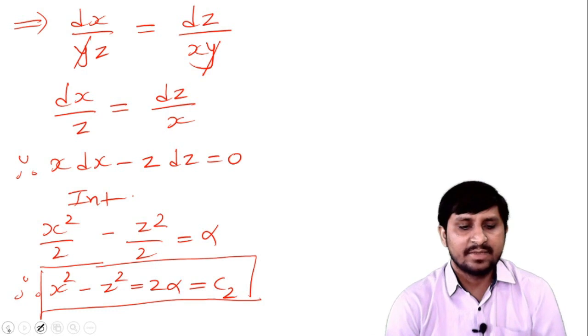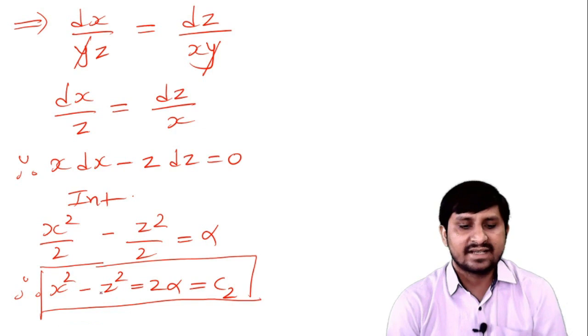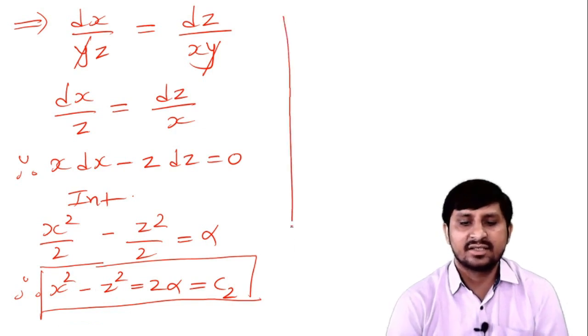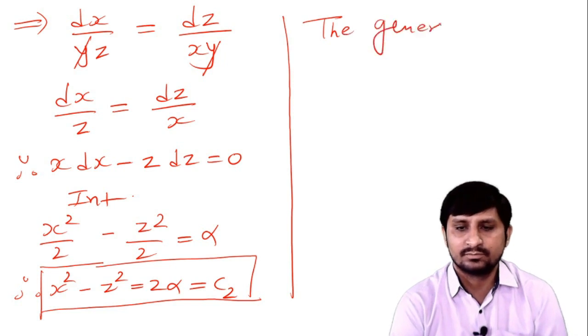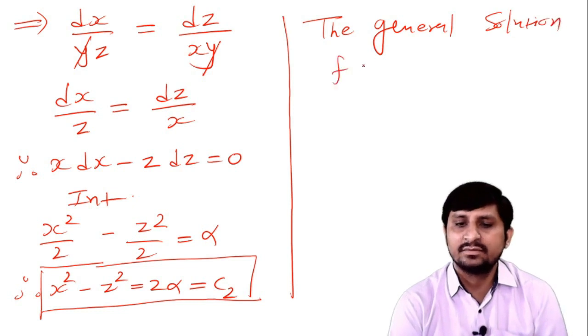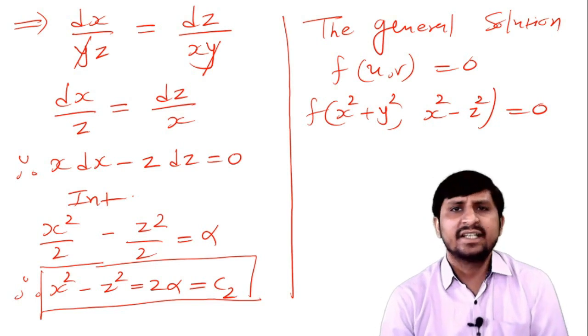So what is my first independent solution? x square plus y square. The second independent solution is x square minus z square. So I can write the general solution, that is f of u, v equal to 0. What is u? u is x square plus y square, and v is x square minus z square, equal to 0. So using the grouping method you can easily solve the example.